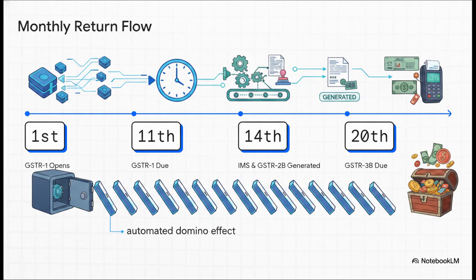Then, all this magic happens in the background. By the 14th, the system generates your IMS pool and your GSTR2B based on whatever your suppliers filed. And finally, by the 20th, your GSTR3B is due, which is where you settle up and actually pay your taxes. It's basically a relentless, automated domino effect.